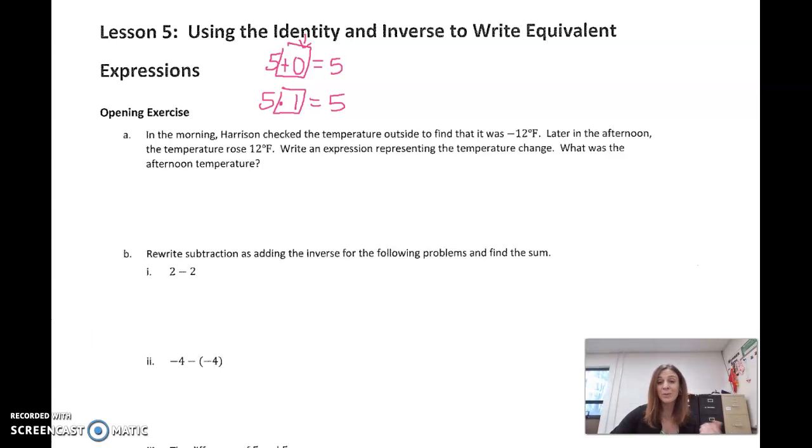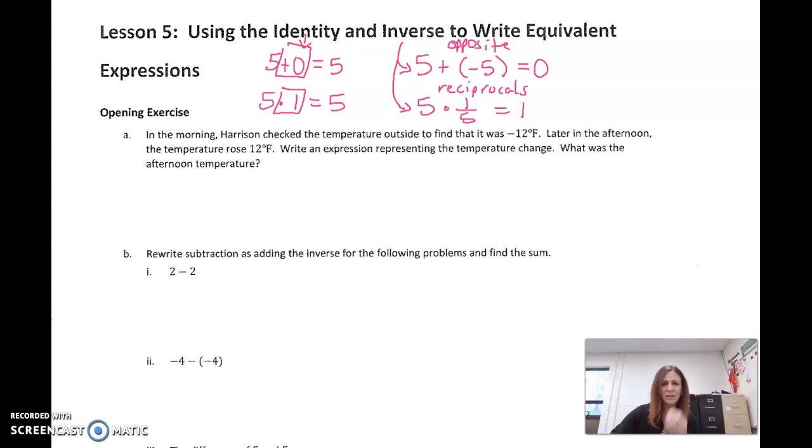Inverses, we've been talking about additive inverse and multiplicative inverse. If I take 5 and I add it to its opposite, a negative 5, I get 0, okay? If I multiply 5 by its reciprocal, 1 over 5, that adds up to be 1, okay? So opposites, reciprocals, those are all considered inverses, okay? So we're going to use these properties to, again, write equivalent expressions, right?